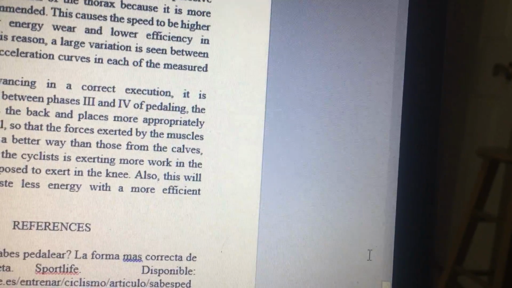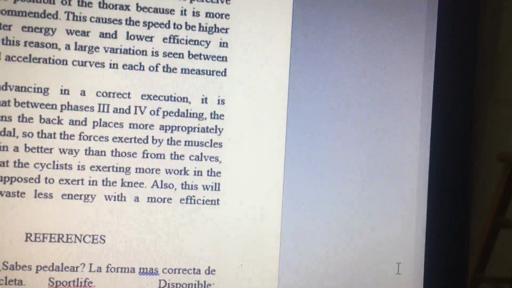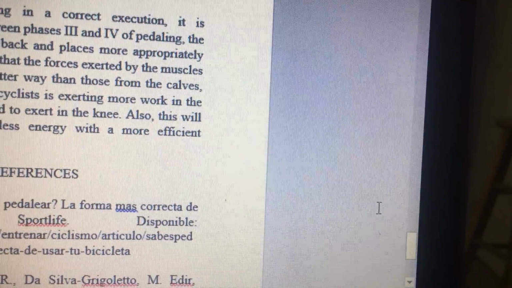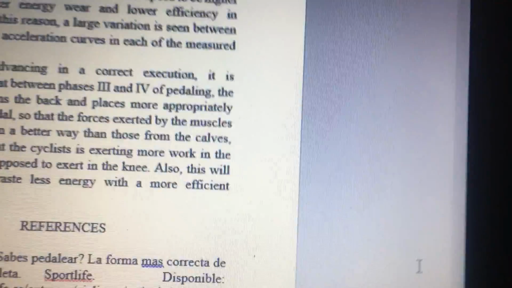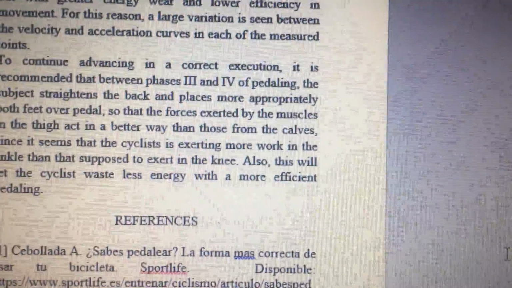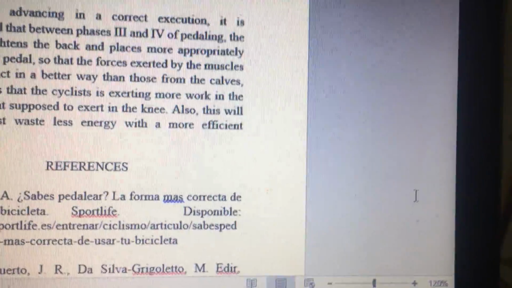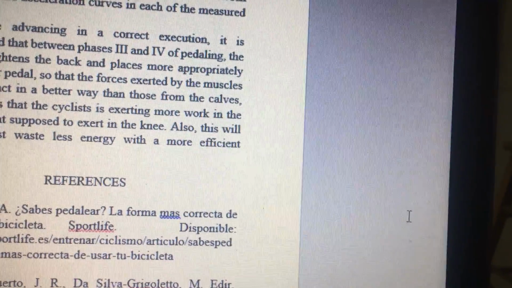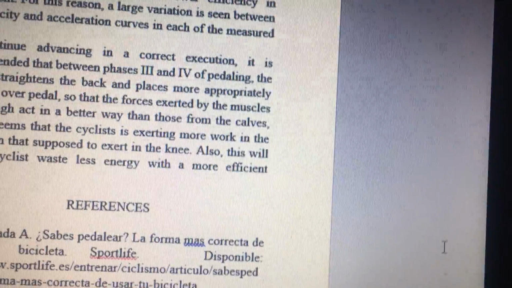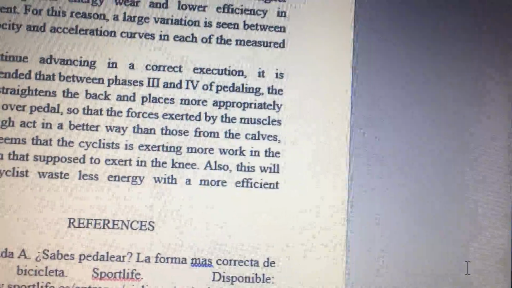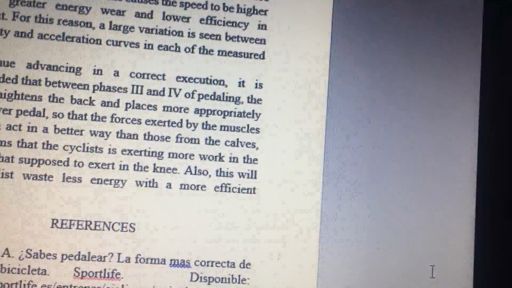To continue advancing in a correct execution, it would be more appropriate for both feet to be over the pedal, so that the force exerted by the muscles in the thigh acts with better weight than those from the calves, since it seems that the cyclist, in this occasion the one from the video, was not using his ankle appropriately.